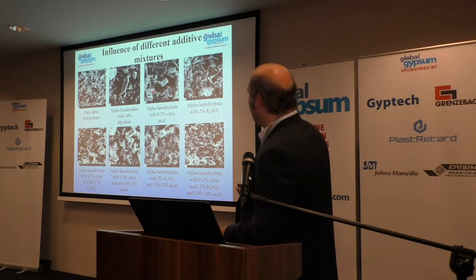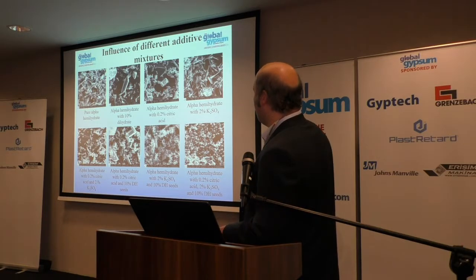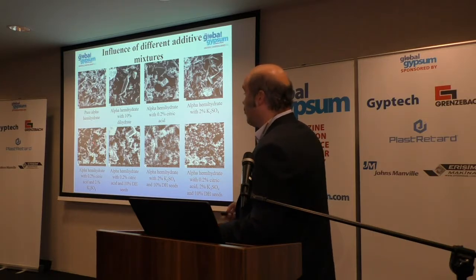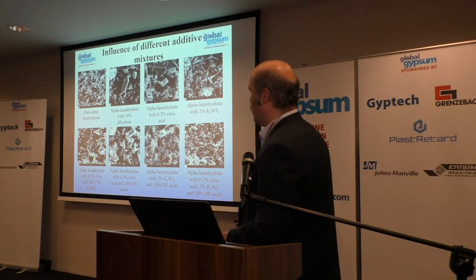If I add only citric acid, I have this typical blocky structure. With potassium sulfate, longer crystals. And if I use citric acid and potassium sulfate, as I showed you, I have this mixture of shorter crystals with large diameter. Citric acid is mainly influencing the morphology.